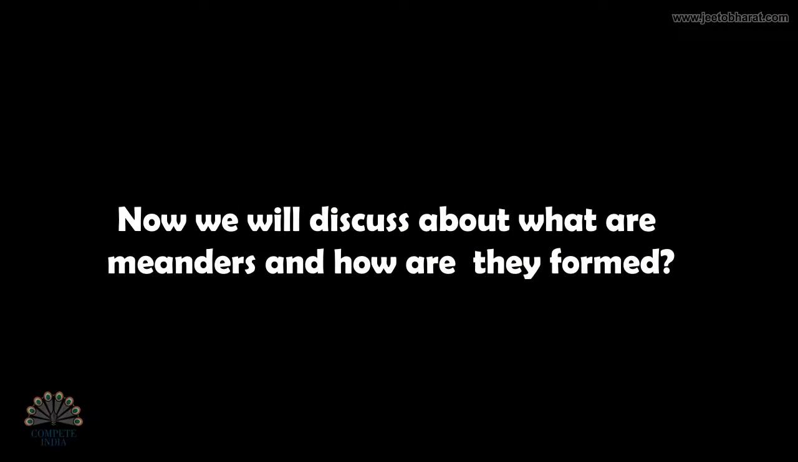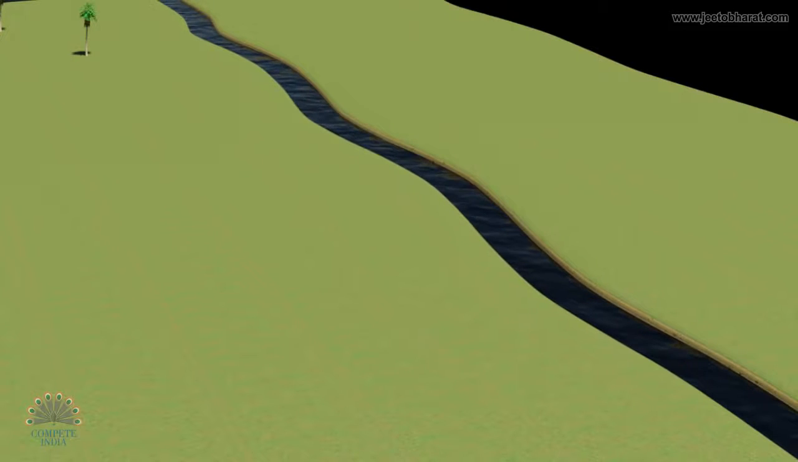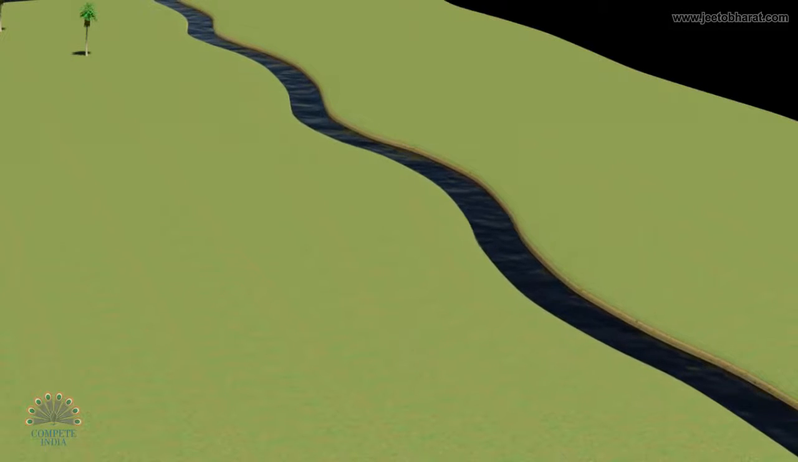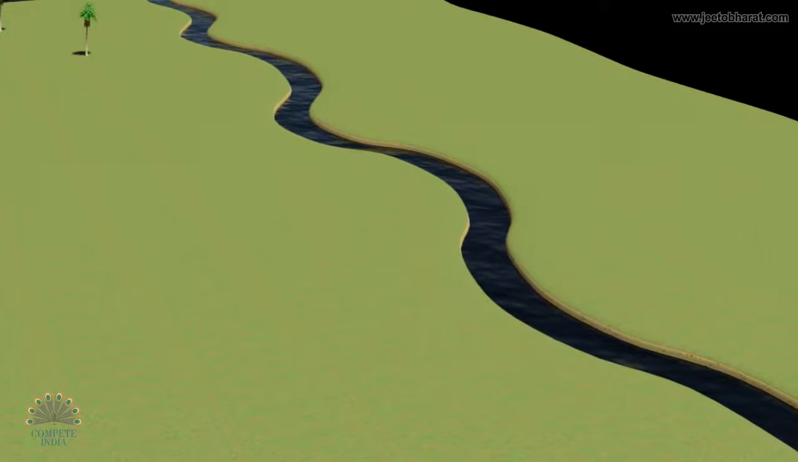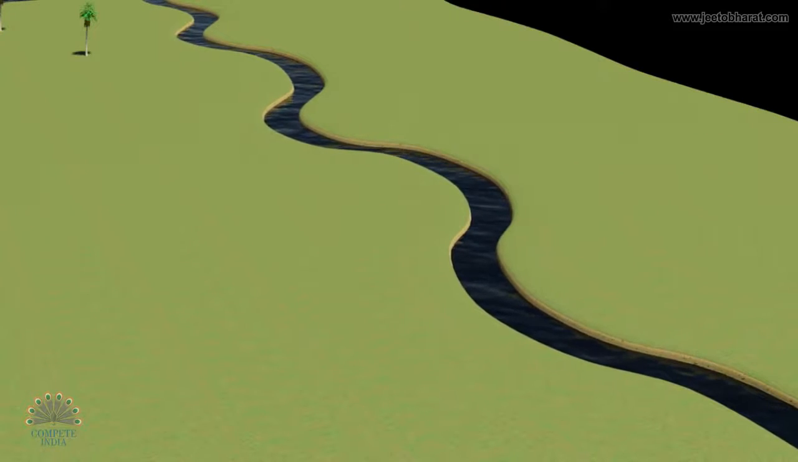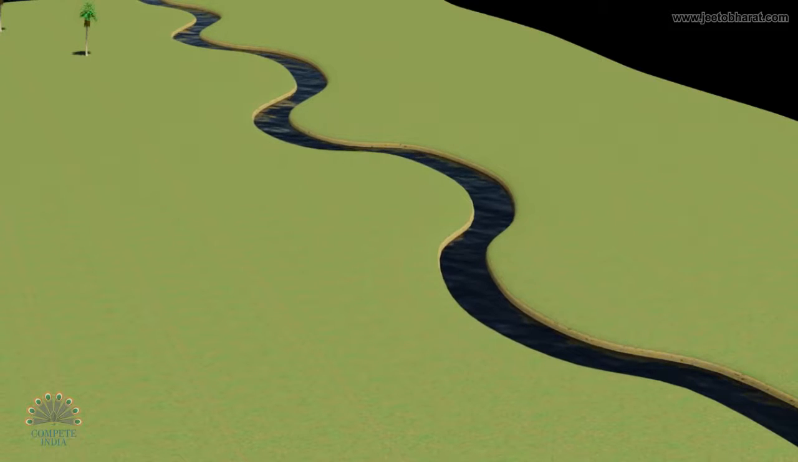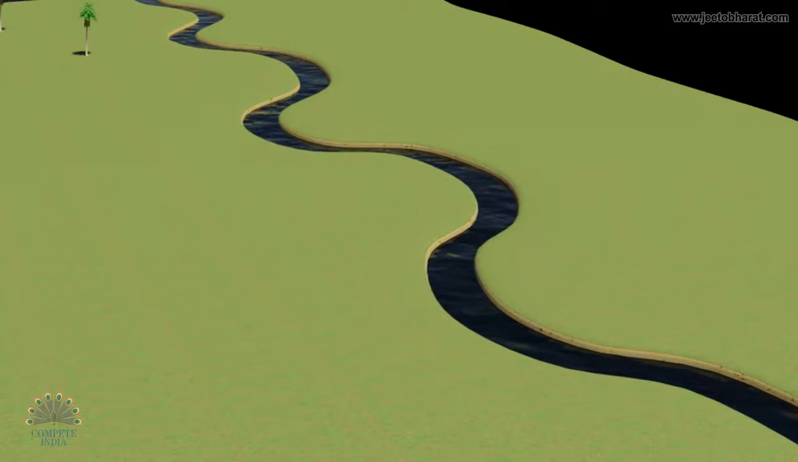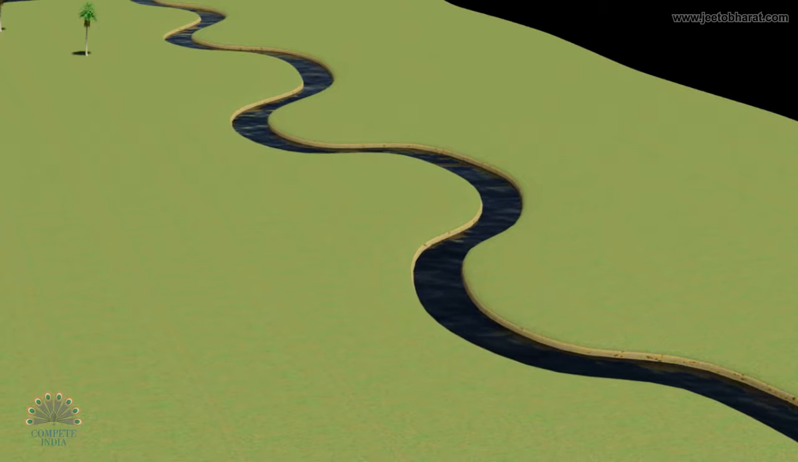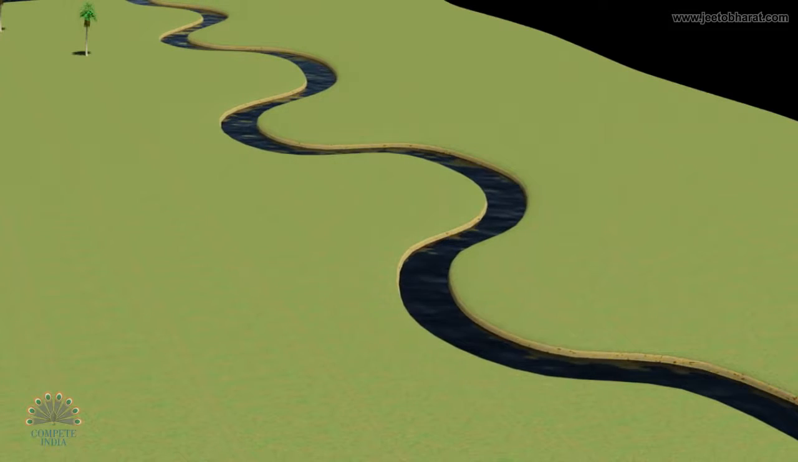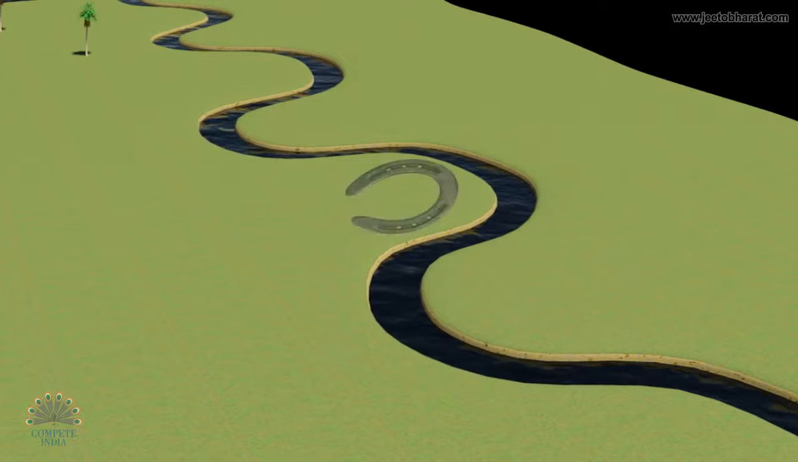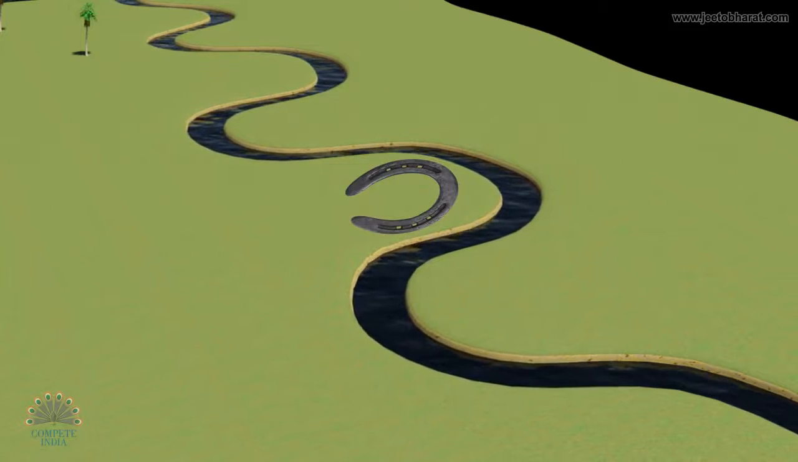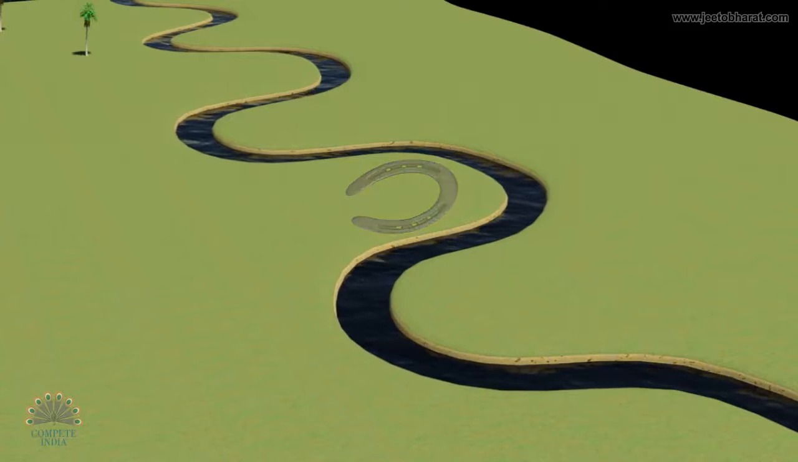Now we will discuss what meanders are and how they are formed. Meanders are formed in the middle course of a river. The rivers flow through almost a flat plain in the middle courses. As water flowing under gravity seldom flows straight for any long distance, a winding course soon develops. The irregularities of the ground force the river to swing in great S-shaped curves, forming horseshoe-like loops called meanders.